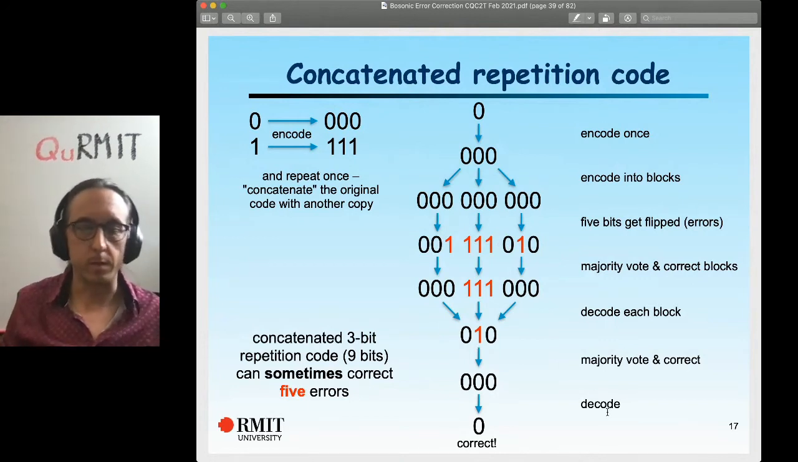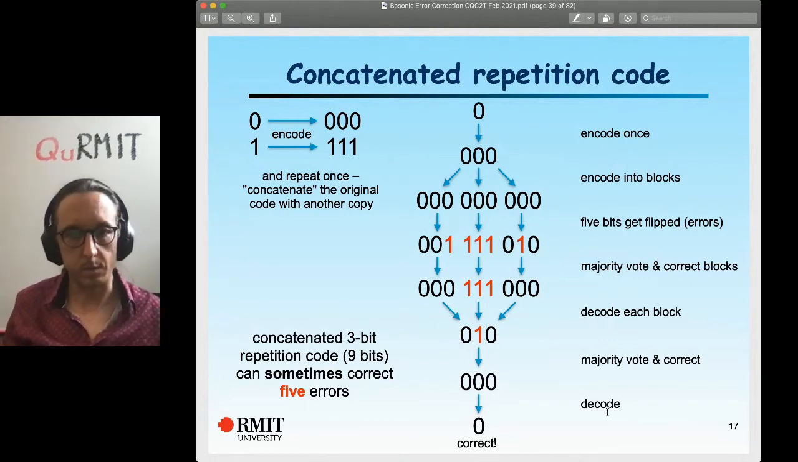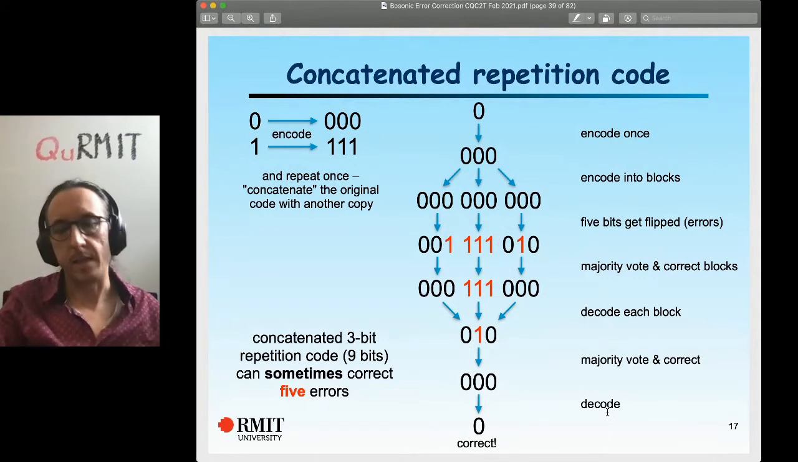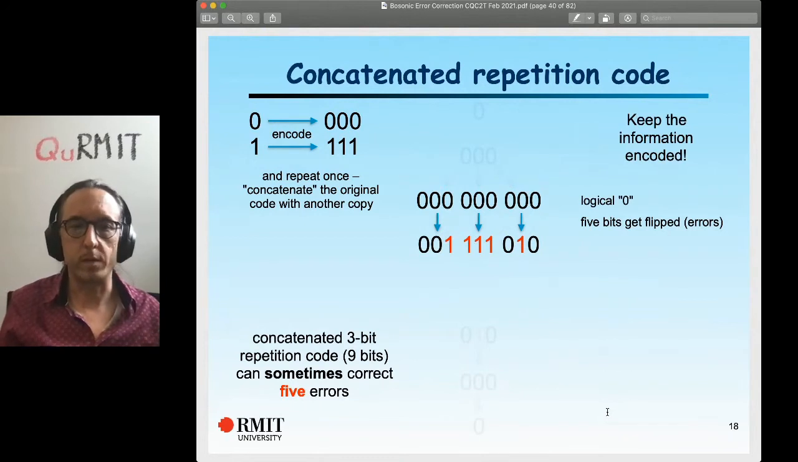So not every 5-bit error is recoverable, but some of them are, and that's a nice improvement. Okay, that's great. So what else do you need to know about this?